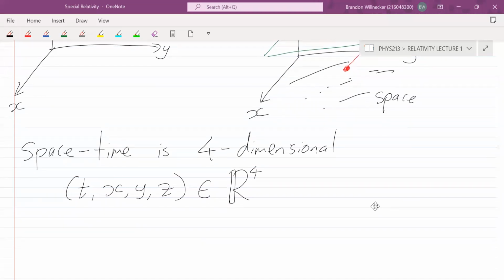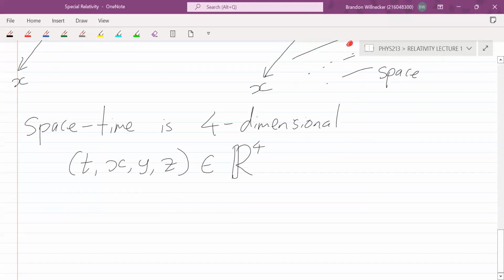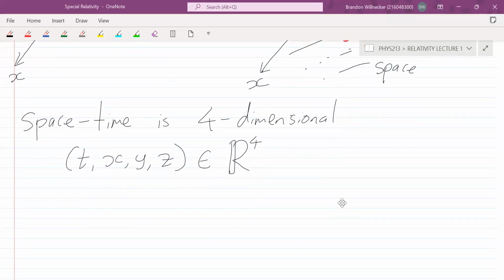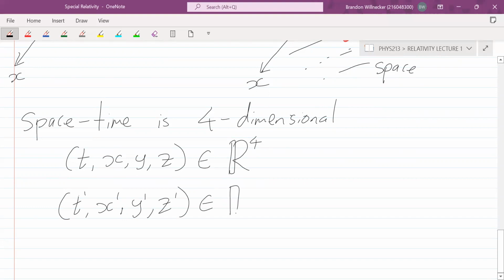Now, this is using my coordinate system. I hope everyone's familiar with coordinate systems. This labeling, T, X, Y, and Z, that's using my system. You could label the points differently. You could label it as T prime, X prime, Y prime, Z prime. That's an element of R4 as well. So the unprimed is my coordinate system, and T prime, X prime, Y prime, Z prime is your coordinate system.